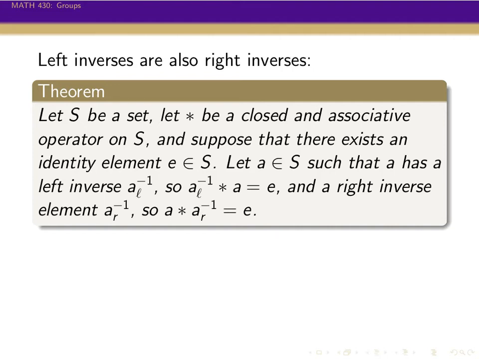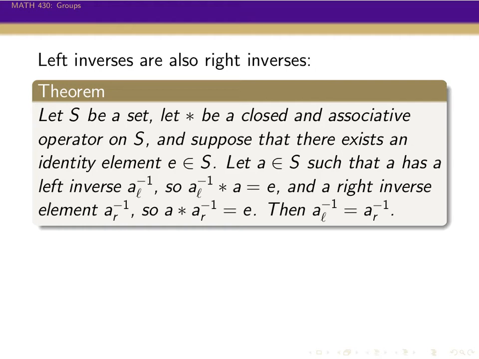So that's what makes it a left inverse. If I apply it to the left of A, it cancels it off. Also, if it has a right inverse, A sub R minus 1, so that if I do A star A sub R minus 1, I get back E, well, the only possibility is that those two are equal. Okay. So if you notice, this is slightly weaker than saying that S is a group. I'm just saying that for any element that has both left inverses and right inverses, those left and right inverses have to be equal to each other.